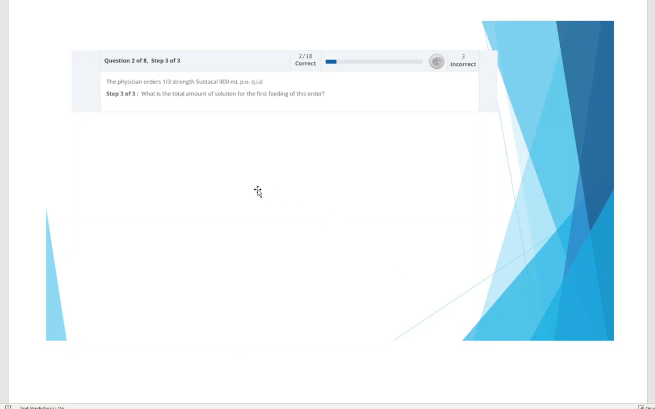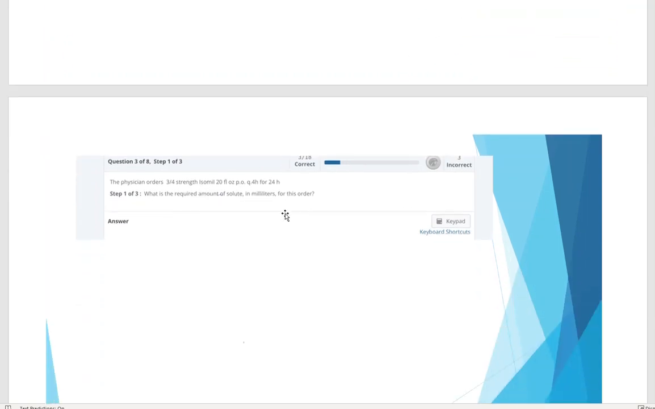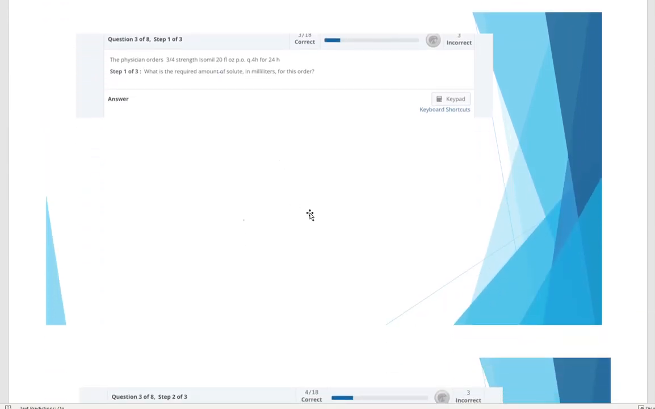For the last part, it's what's the total amount of solution for the first feeding. Well, this one's super easy because they gave us the amount. It's 900 milliliters of solution. Again, this is just for 1 feeding, but that's all they're asking for. So we really find our solution in our very first question, when we're looking for how much solute we're going to need. All right, let's look at the next question.